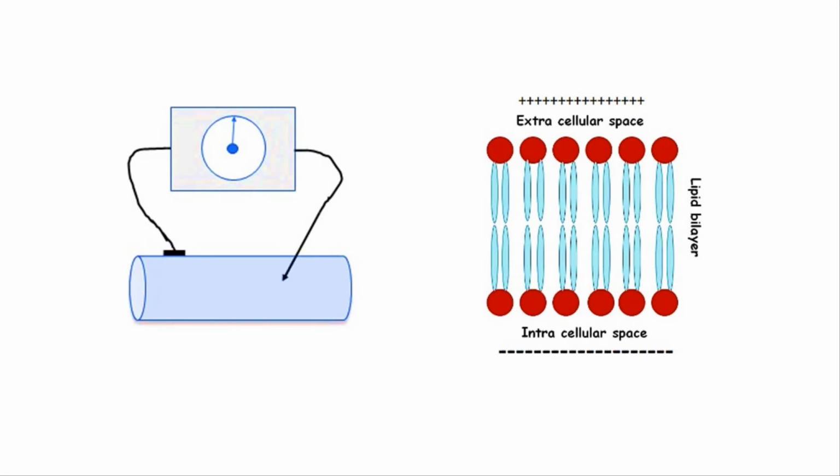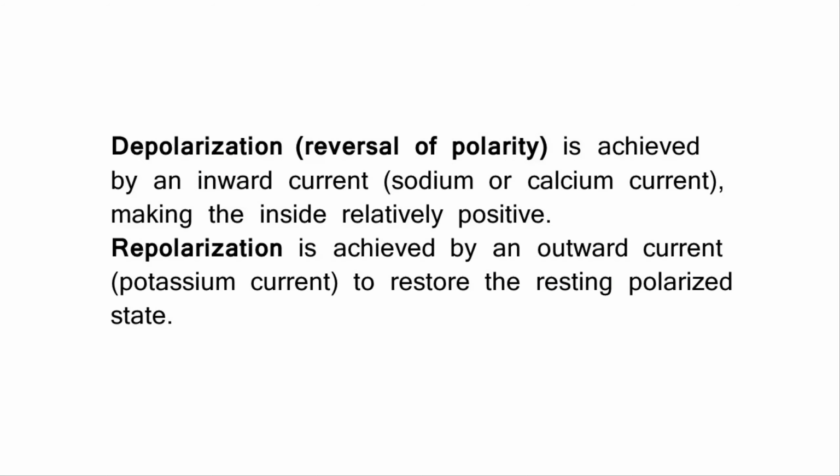In the resting, polarized state, when a reference electrode is positioned over the cell surface and a recording electrode is introduced inside the cell, the inside is found to be negative relative to the cell surface. Depolarization, reversal of polarity, is achieved by an inward current, sodium or calcium current, making the inside relatively positive. Repolarization is achieved by an outward current, potassium current, to restore the resting polarized state.